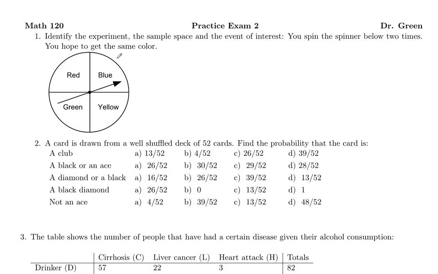In our first question here, we are identifying the experiment, sample space, and our event of interest. So we spin a spinner 2 times and we hope to get the same color. That's going to refer to our event of interest. So the experiment here is spinning the spinner 2 times. So that's what you do to collect your data.